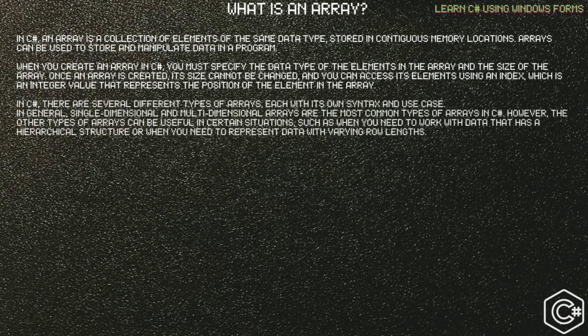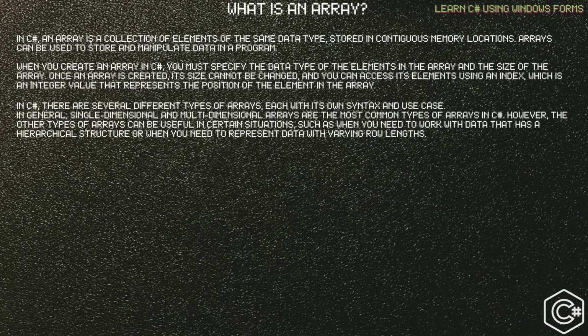In C#, there are several different types of arrays, each with its own syntax and use case. In general, single-dimensional and multidimensional arrays are the most common types of arrays in C#. However, the other types of arrays can be useful in certain situations, such as when you need to work with data that has a hierarchical structure or when you need to represent data with varying row lengths.